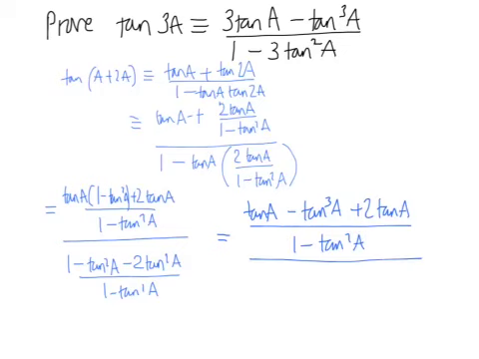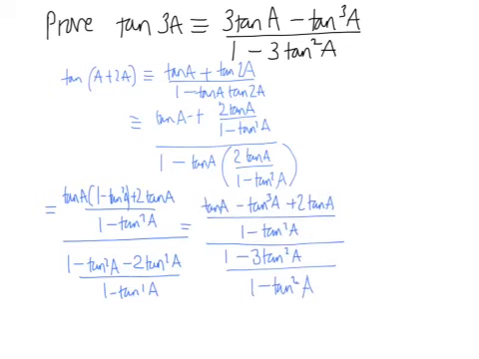And on the bottom of the fraction, we've got 1 minus tan squared A minus another 2 tan squared A, so minus 3 tan squared A, all over 1 minus tan squared A. Okay, nearly there. Now because we've got the denominators the same, we can actually cancel those out. You can think of that, if you like, as turning the fraction upside down and then multiplying, and equally they will cancel out like that.